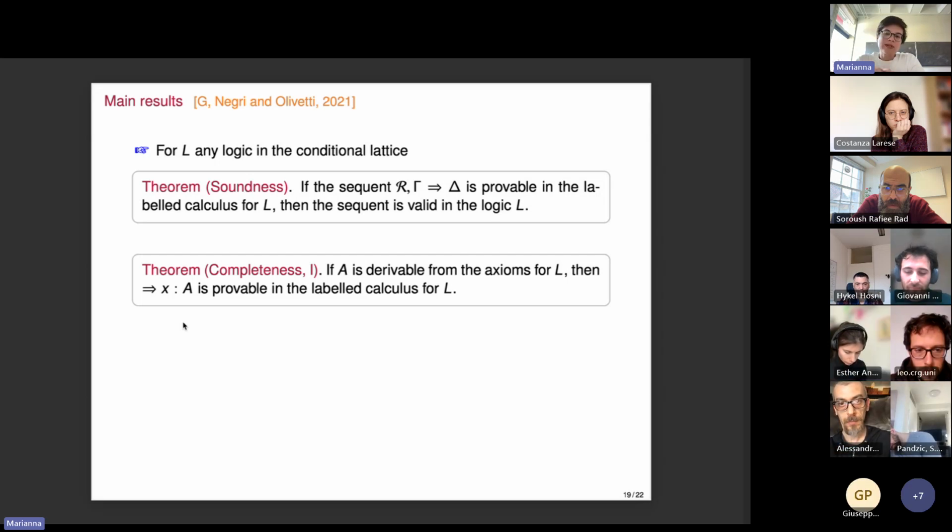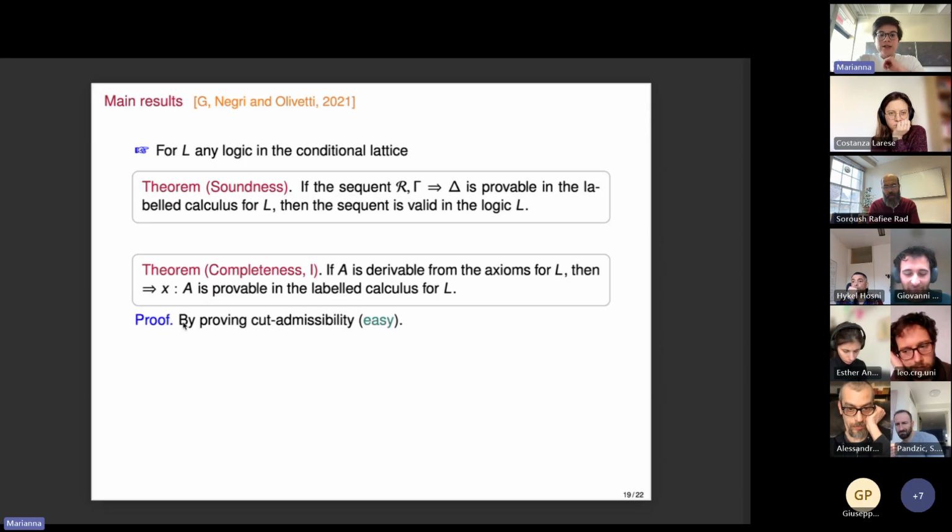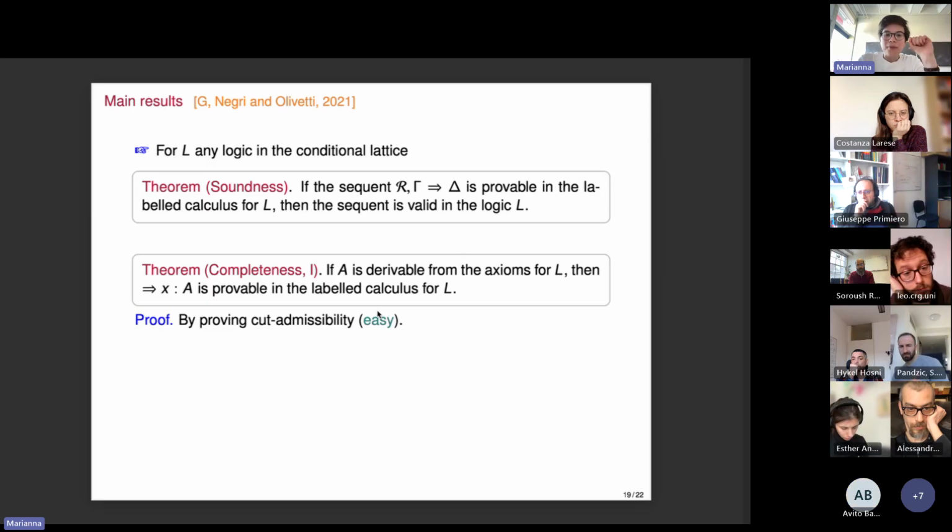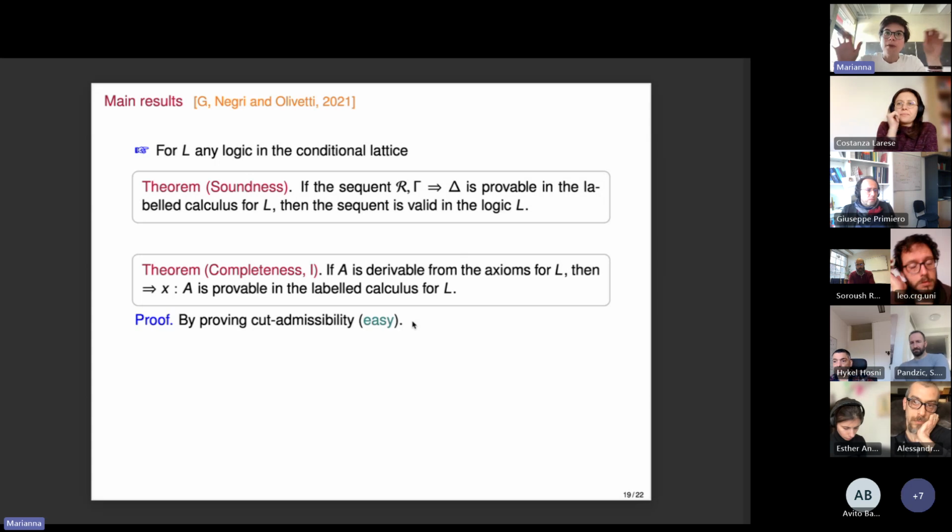And so to prove soundness, you have to define an interpretation of the sequent within neighborhood models, but then it's quite routine. And to prove completeness, one way is just by showing admissibility of your cut rule. And this is something that is quite easy, even though the rules look extremely complicated. Because the rules are defined in a very symmetric way, so no problems with the cut.